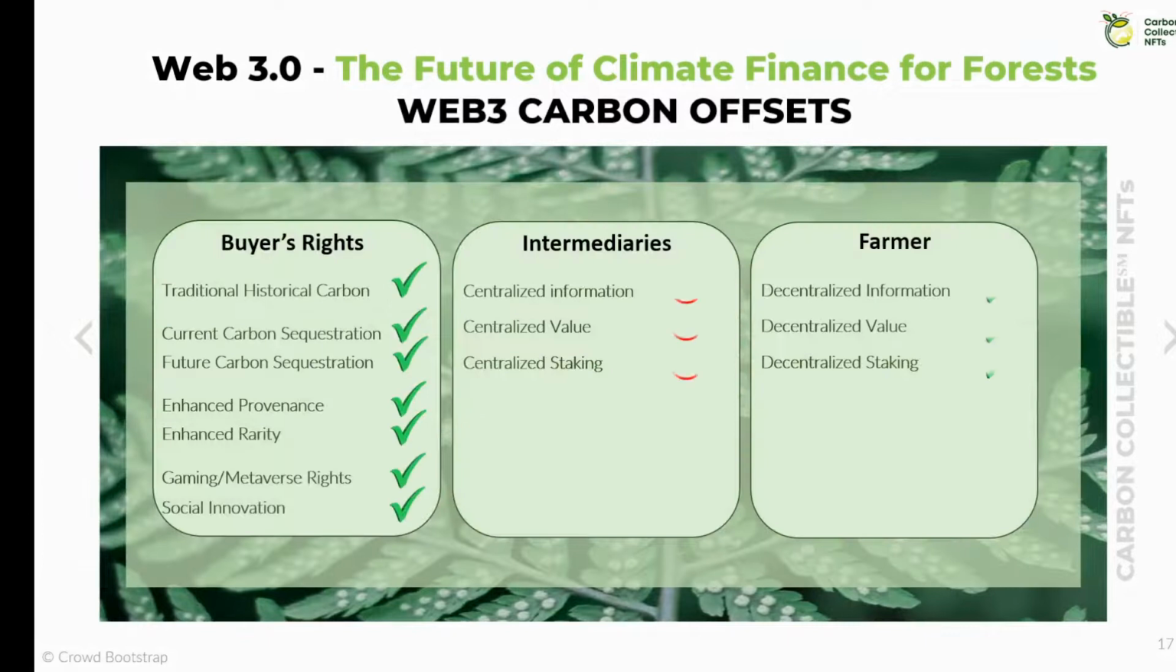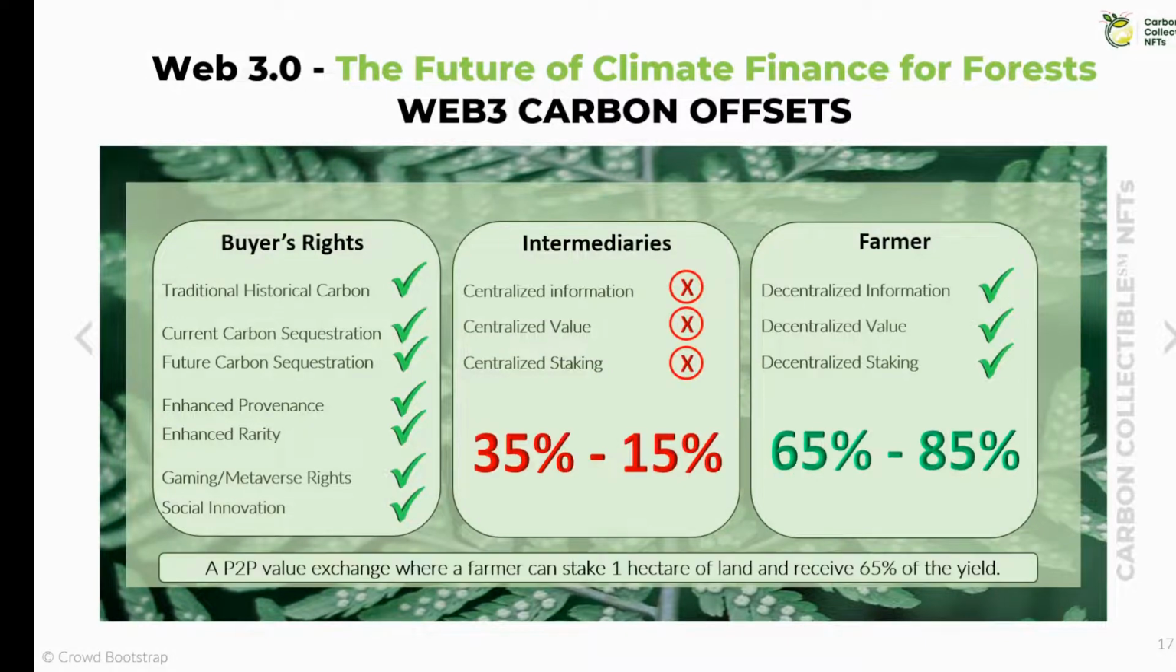On the other hand, we are proposing a Web 3.0 solution. So it includes traditional historical carbon, just like traditional carbon offsets, but we also have current carbon sequestration, because each NFT sponsors a live hectare of trees that are sequestering carbon dioxide today, tomorrow, next year, and the year after that. So current and future carbon sequestration rather than just historical carbon. We also have enhanced provenance, enhanced rarity, and gaming and metaverse rights are also conveyed with the NFT. In our case, 65% or more of the value actually goes to the farmer.